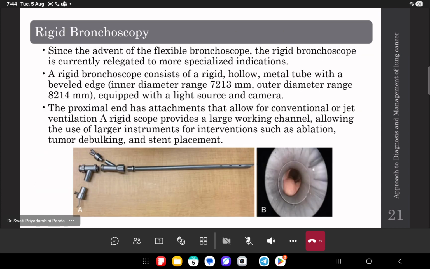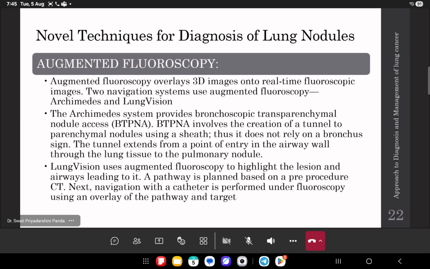Rigid bronchoscopy. Since the advent of the flexible bronchoscope, the rigid bronchoscope is currently relegated to more specialized indications. A rigid bronchoscope consists of a rigid hollow metal tube with a beveled edge, inner diameter ranging around 7 to 13 millimeter and outer around 80 to 114 millimeter, equipped with a light source and camera. The proximal end has attachments that allow for conventional or jet ventilation. A rigid scope provides a large working channel, allowing the use of larger instruments for interventions such as ablation, tumor debulking, and stent placement.